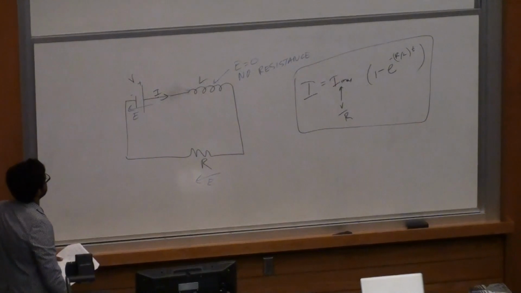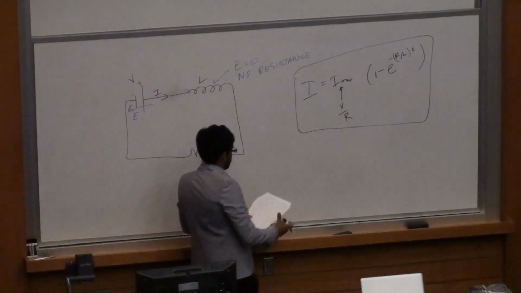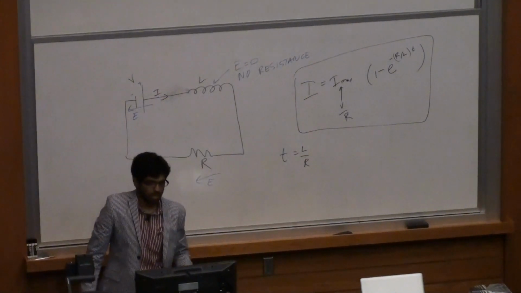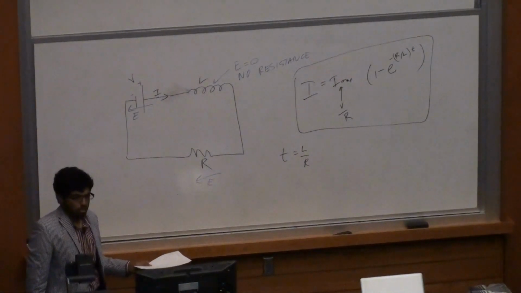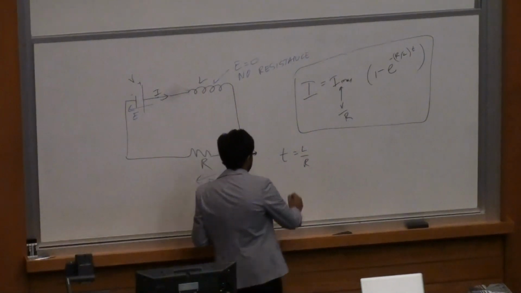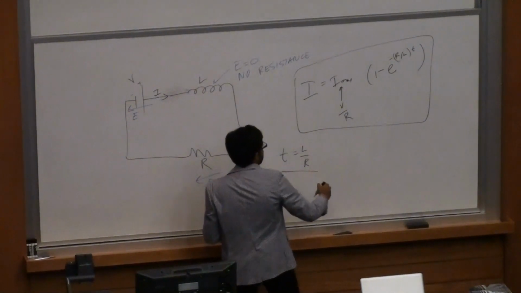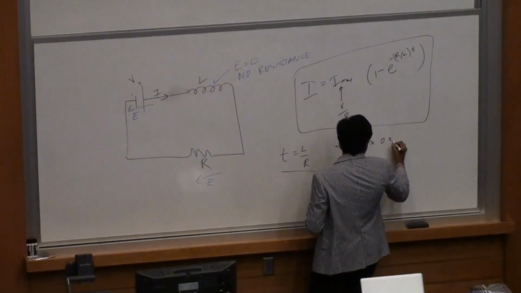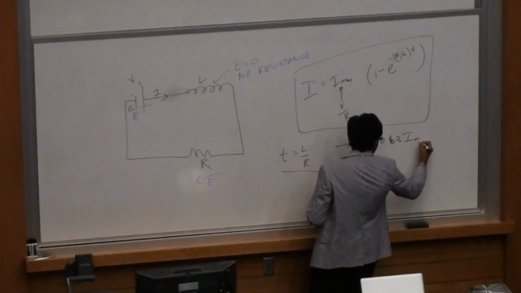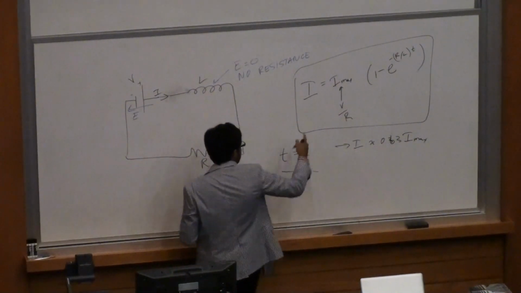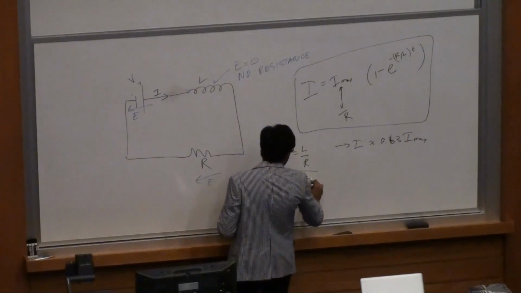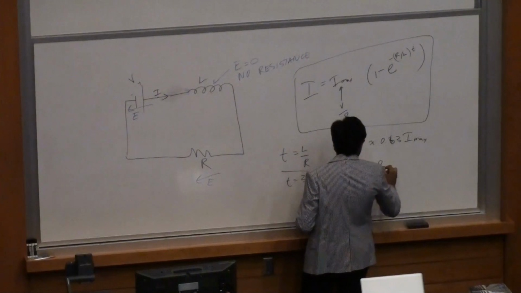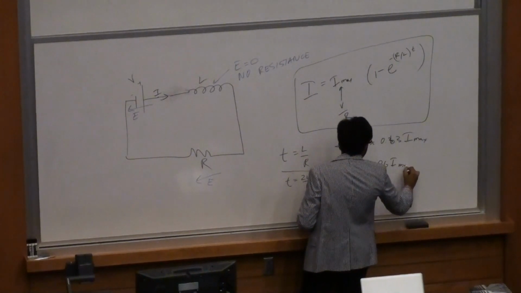Now, an interesting case to look at is when the time t equals L over R. I think it's given as a relaxation time or time constant in your textbook. It's interesting because when I plug this time into the equation, I get I approximately 63% of I max. If I double this time, t equals 2L over R, then my current is approximately 86% of I max.